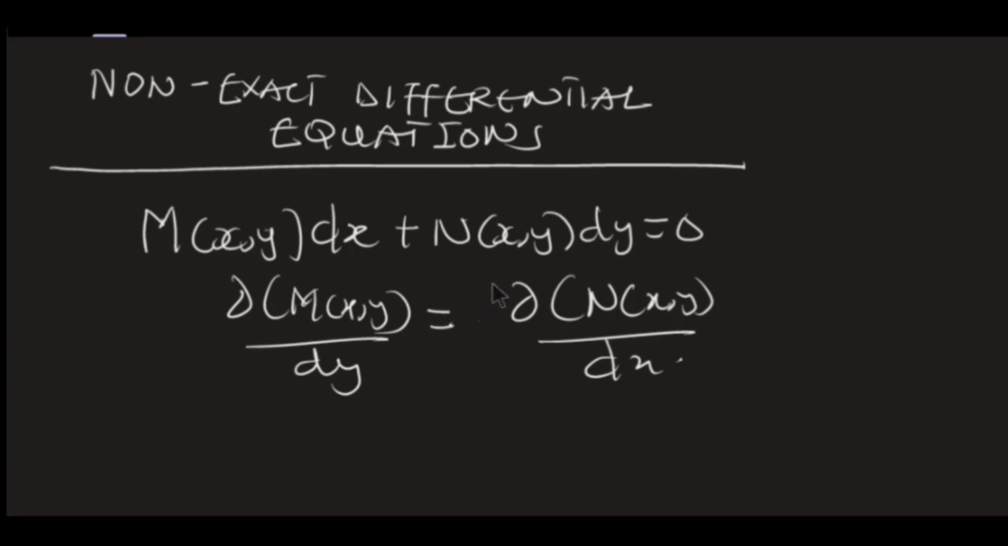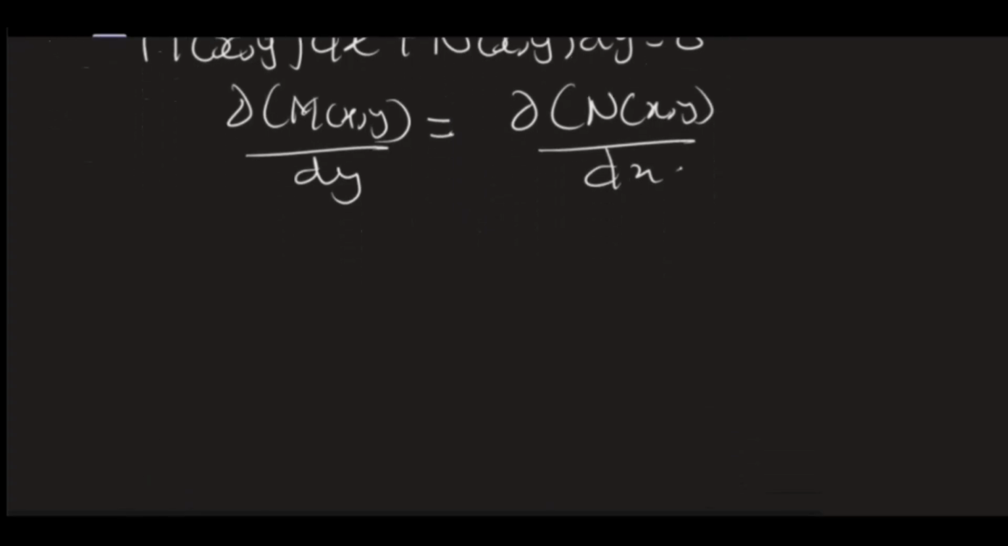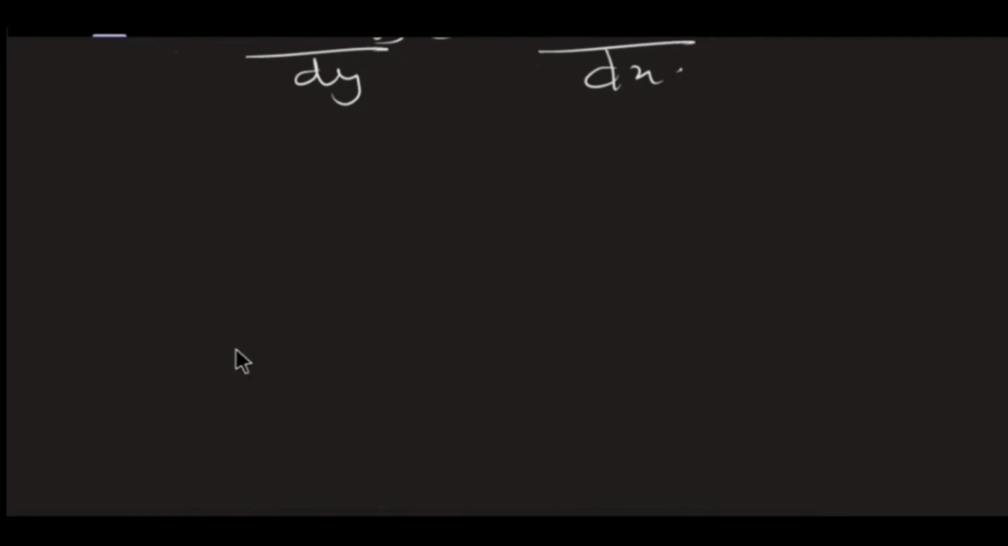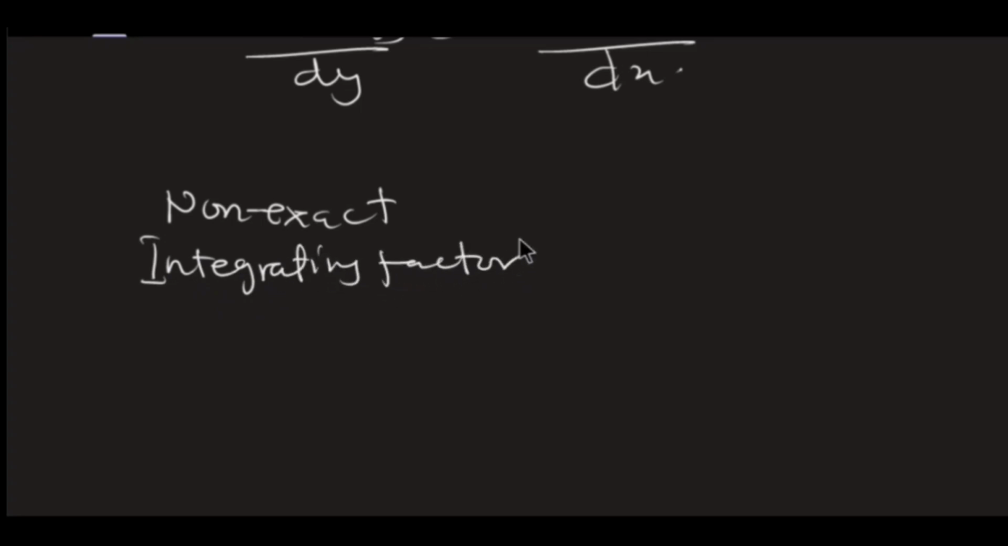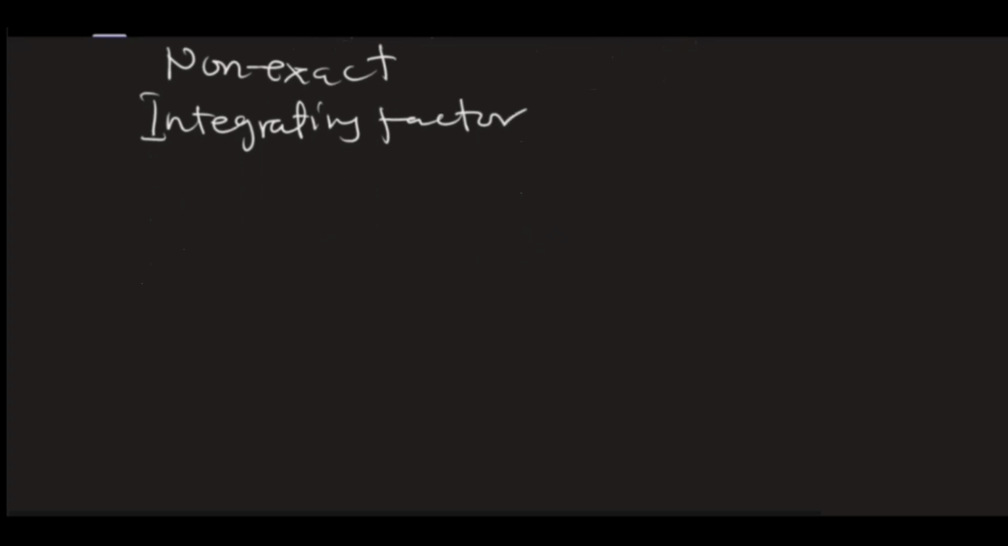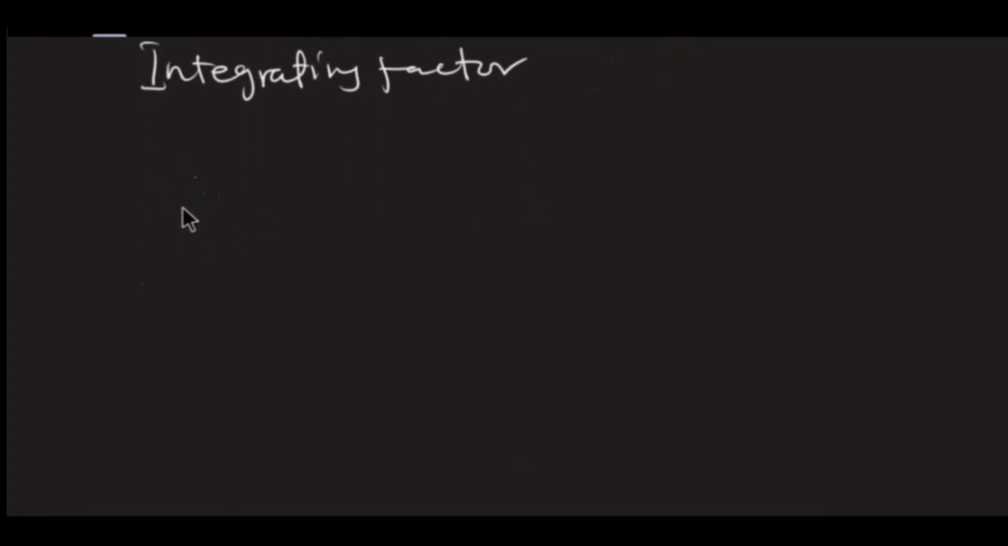Now let's see what to do if the differential equation is not exact. If the differential equation is not exact, we need to transform it from non-exact to exact. So how do we transform it from non-exact to exact? We use an integrating factor. So we need to find the integrating factor in order to transform a non-exact differential equation to an exact differential equation. So let's see, how do we find the integrating factor?